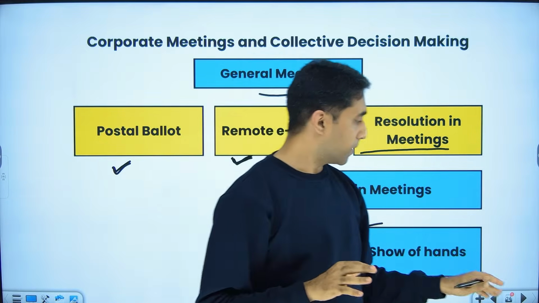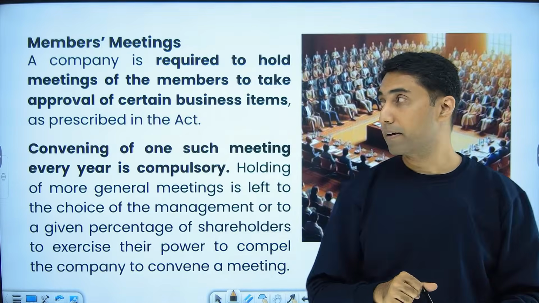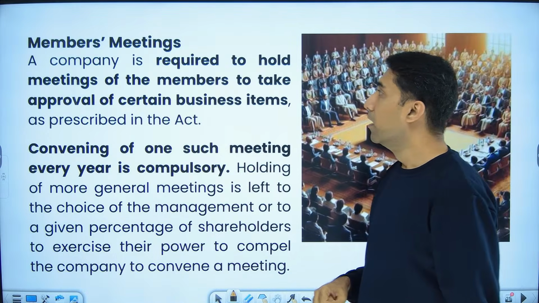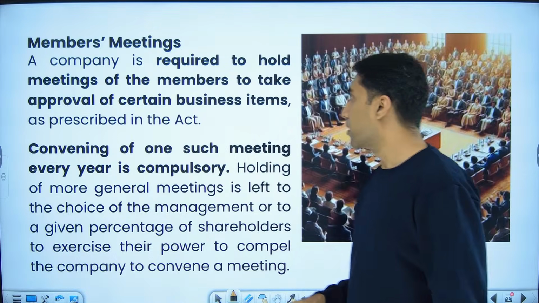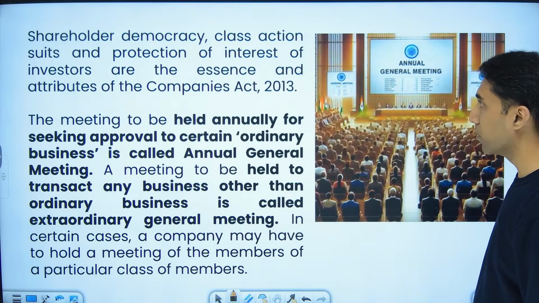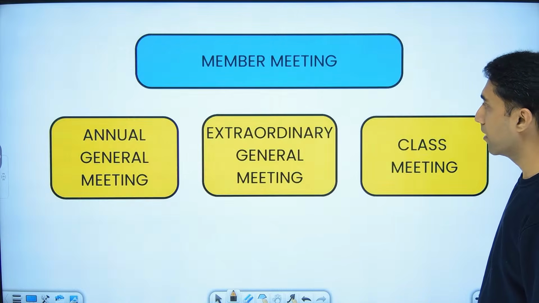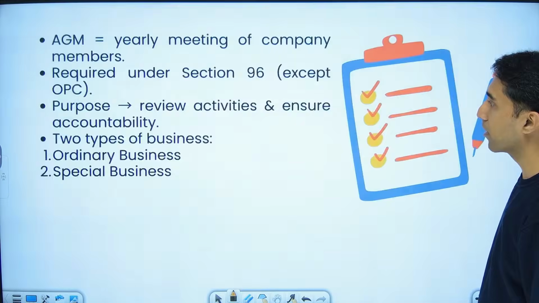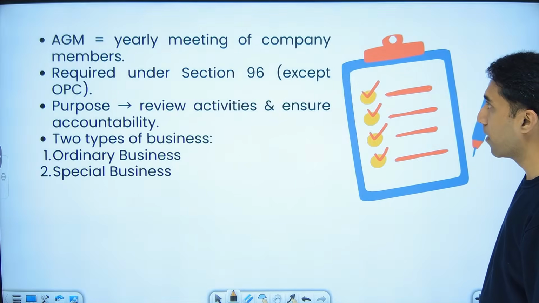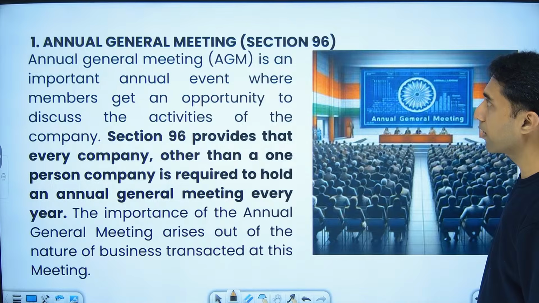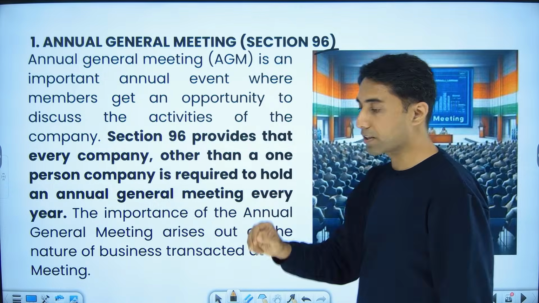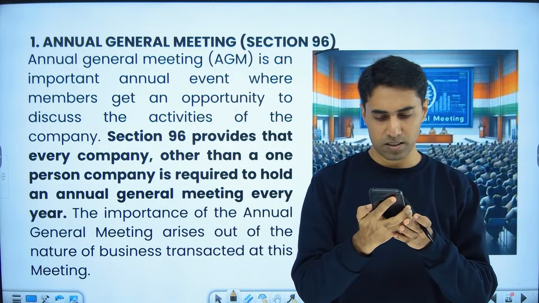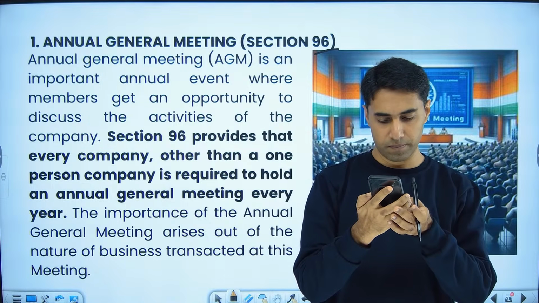So please bear with me and I will give you much more details. Yeah, so a company is required to hold meetings. So this we know, correct? AGM, class meetings, we understood. Now we come to annual general meeting, section number 96. So we'll go through section 96 in a very easy manner.